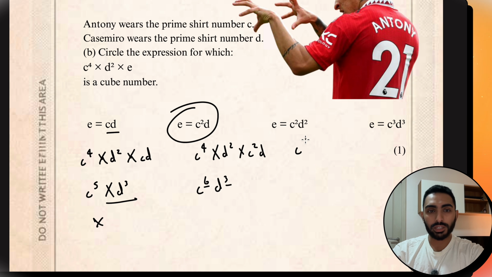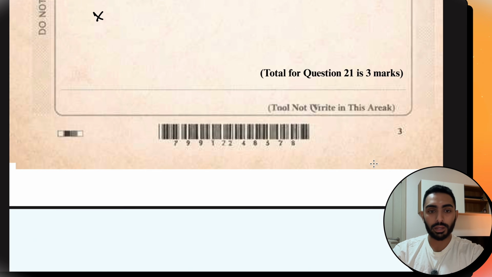If you did it with that one, it would give you C to the 6, D to the 4. That one works, but that one doesn't, so that's wrong. If you did it with this, it would be C to the 7 and D to the 5, and neither of those are cubes, so it doesn't matter.